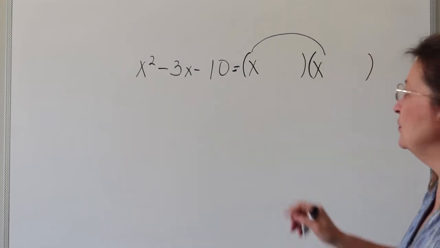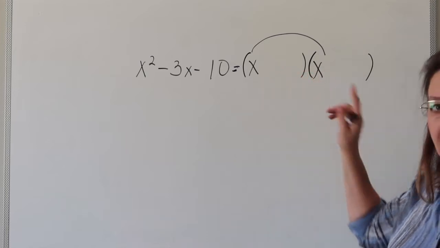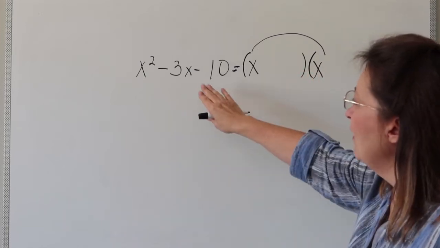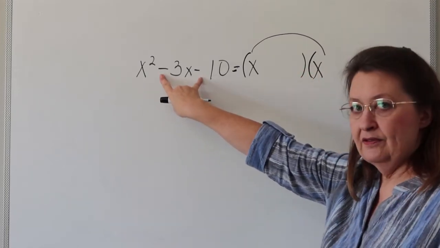The next thing we need to do is decide what signs are going to go here and here. Now, when you have a trinomial, you have two signs.